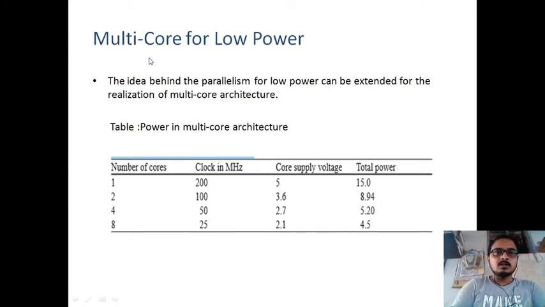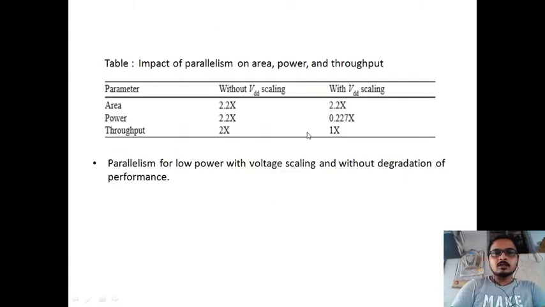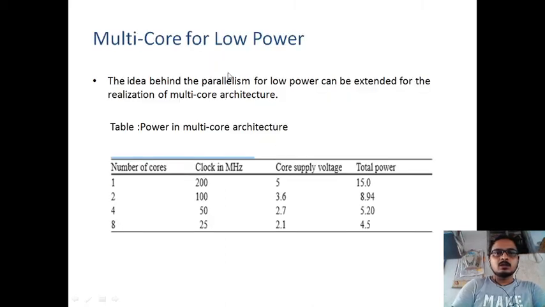Then we will see here, this is multi-core for low power. This technique is mainly used to increase the throughput. Here is the main drawback: when you scale the voltage, the throughput will decrease. By using this multi-core for low power concept, we will increase the throughput. This is the extension of the parallel architecture.